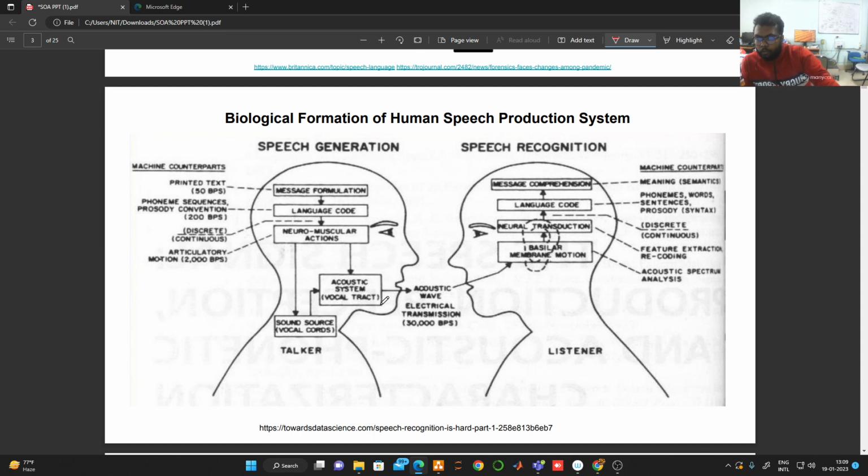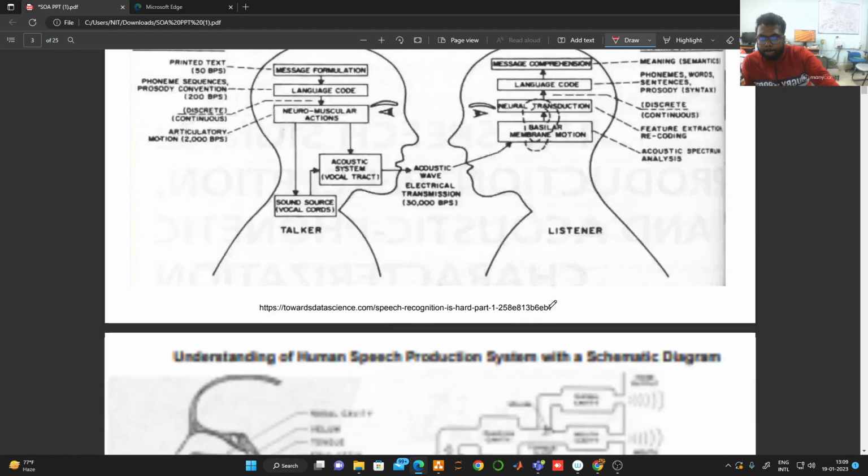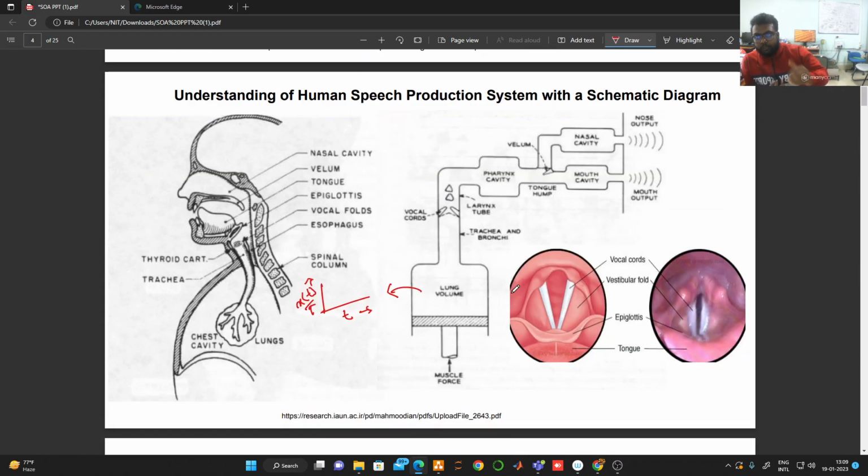Now, once the speech is generated by our sound production system, it comes out in the form of an acoustic wave, that is the normal sound. This sound, which contains the different phonetic content or speech content, goes to the human hearing system of the listener, and the listener tries to understand or recognize each of the contents. Let us today try to understand how this speech production system, that is the generation system, works rather than the recognition.